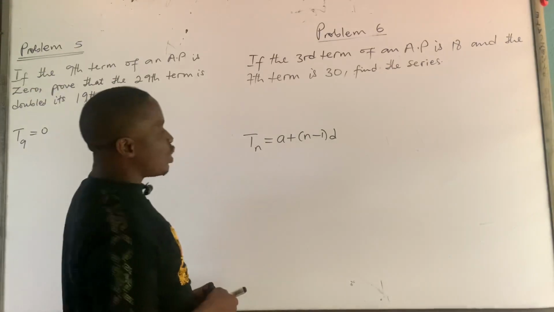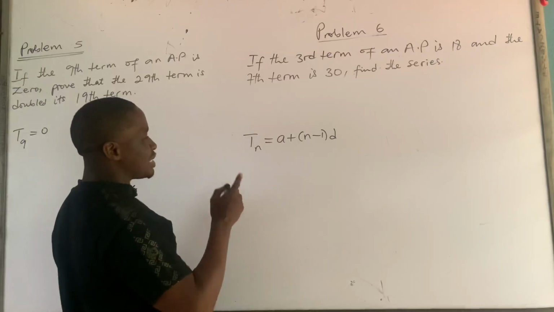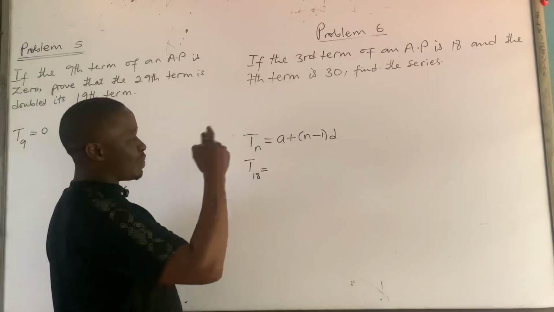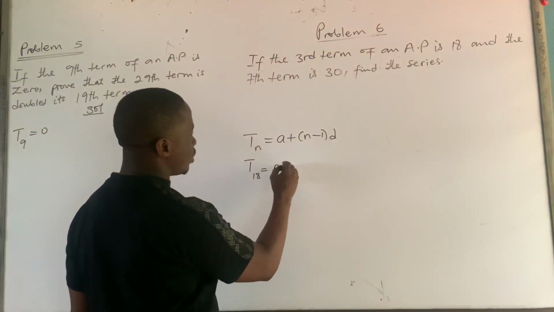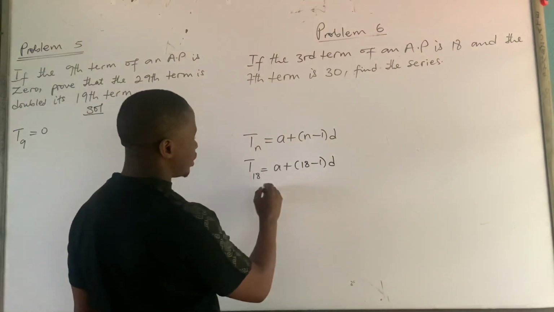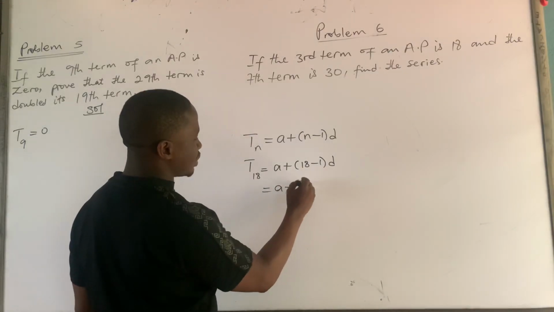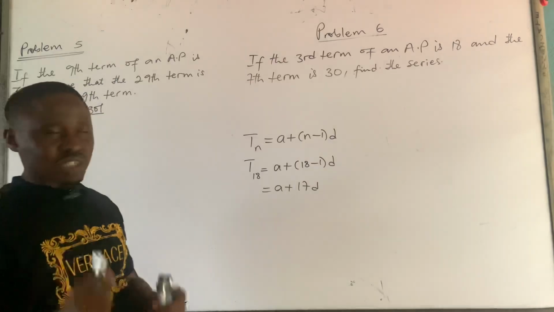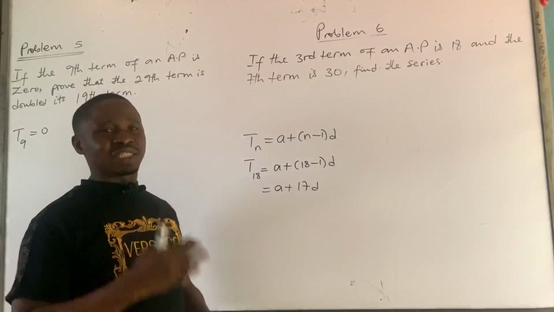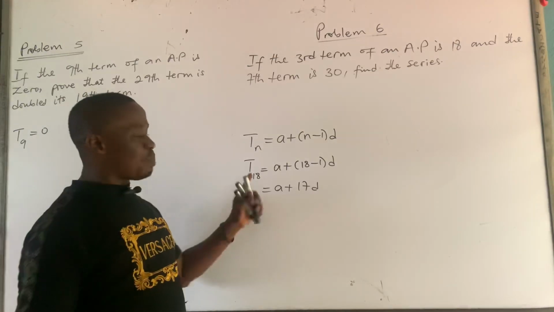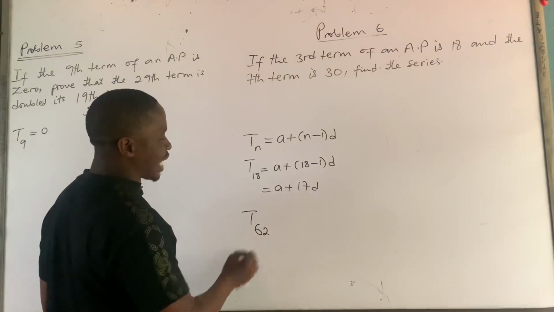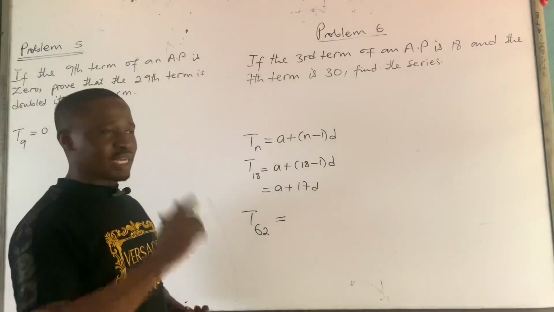So if you want to find the 18th term, just replace n with 18. So we say a plus n minus 1 d, and n is already 18, so this is a plus 17d. So let us get this once and for all. If you are to discuss the 18th term, just say 18 minus 1 is 17, then you say a plus 17d. If you have to find the 62nd term, just say 62 minus 1, 61.